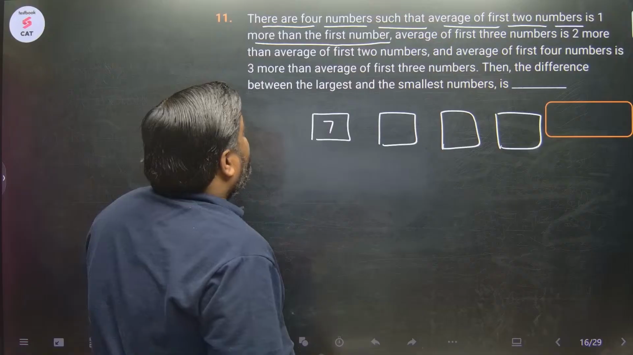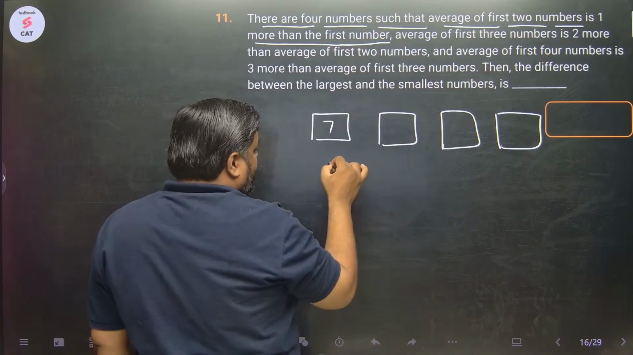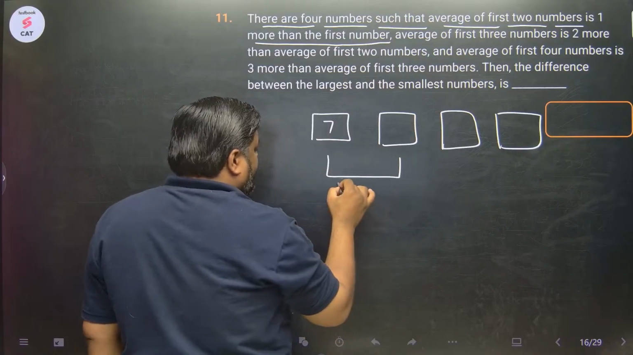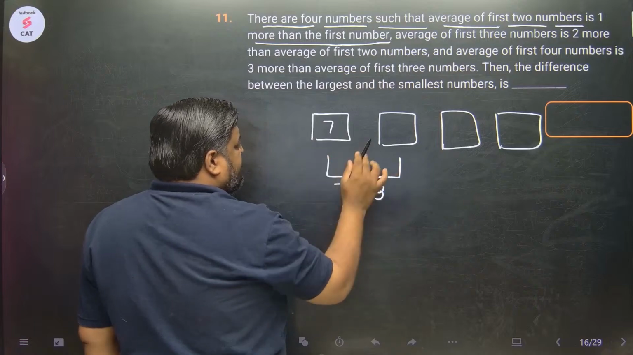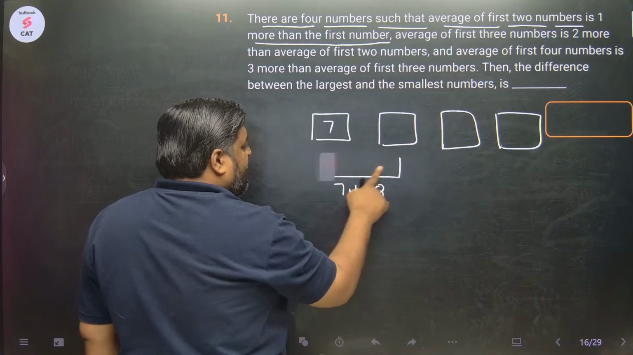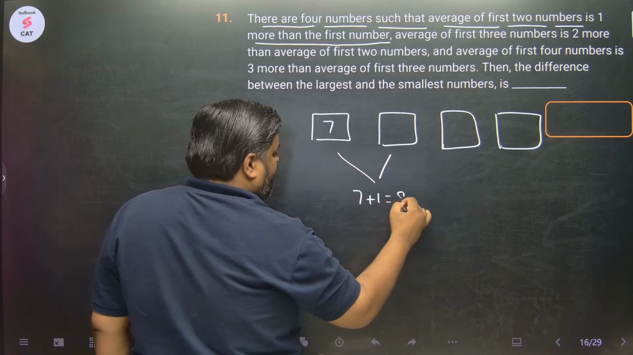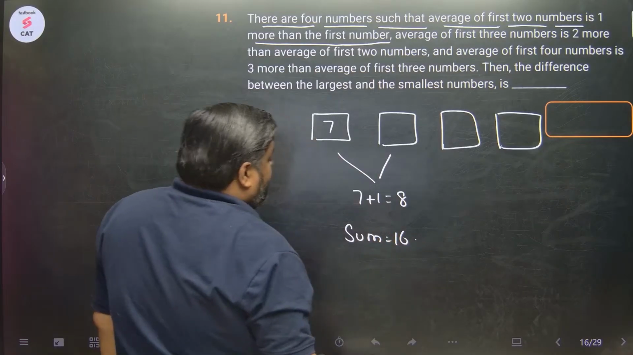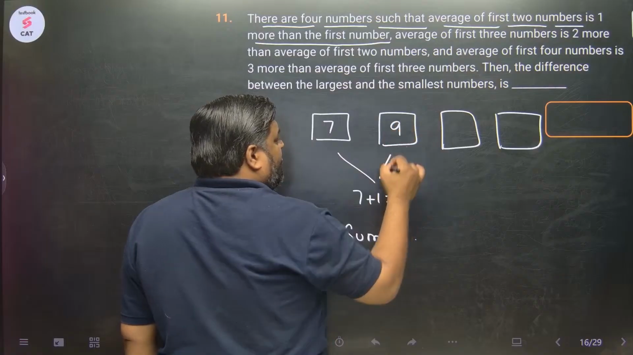चलो नाउ एवरेज ऑफ फर्स्ट टू नंबर्स इज 1 मोर देन द फर्स्ट नंबर. तो फर्स्ट टू नंबर्स का एवरेज 7 + 1 = 8, मतलब सम 16 होना चाहिए. ओके, सम 16 मतलब क्या? दिस हैज टू बी 9.